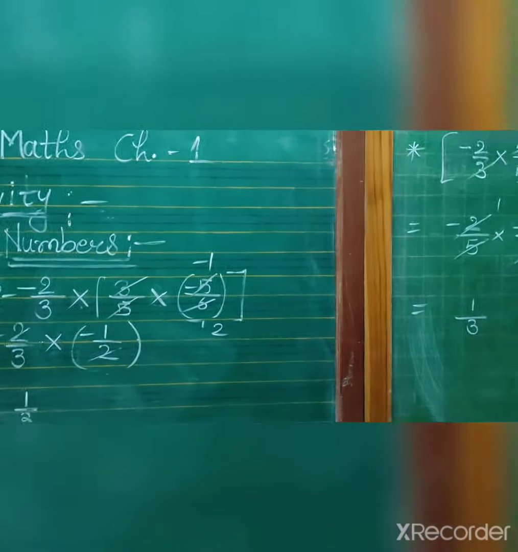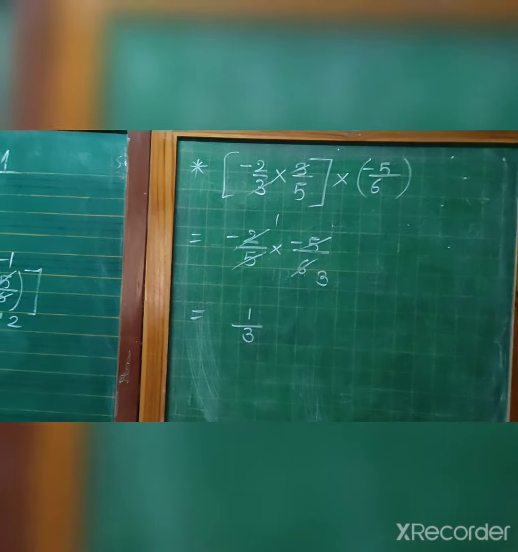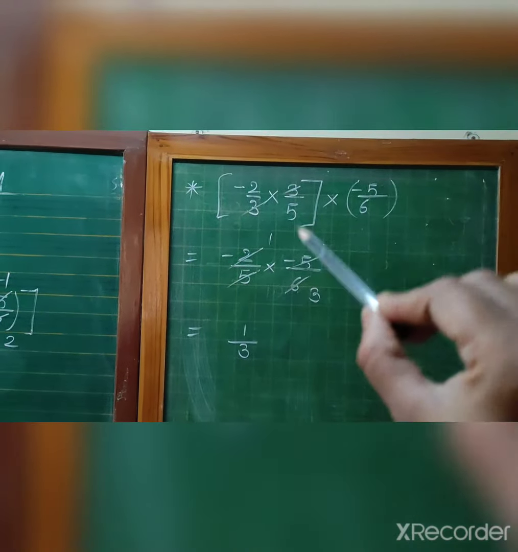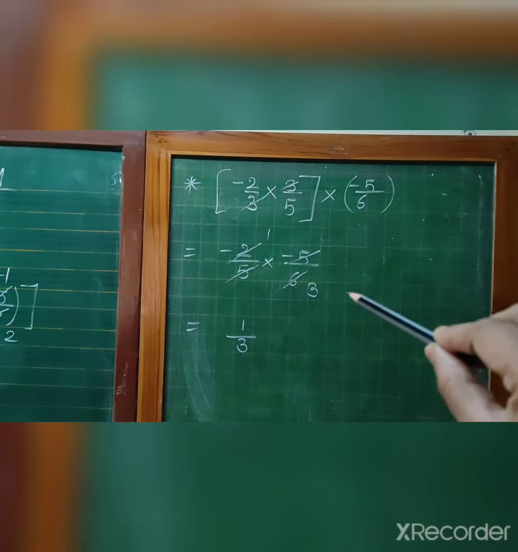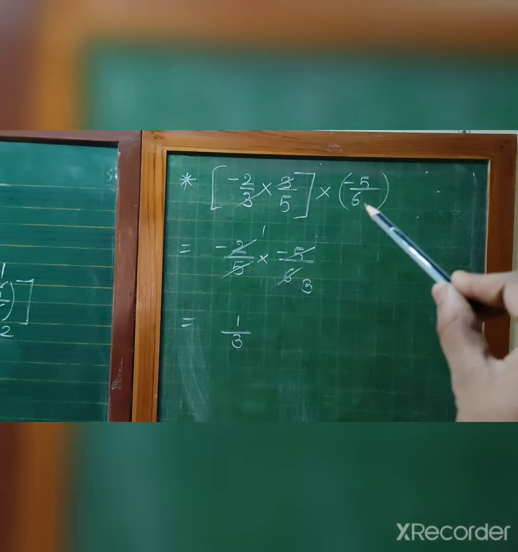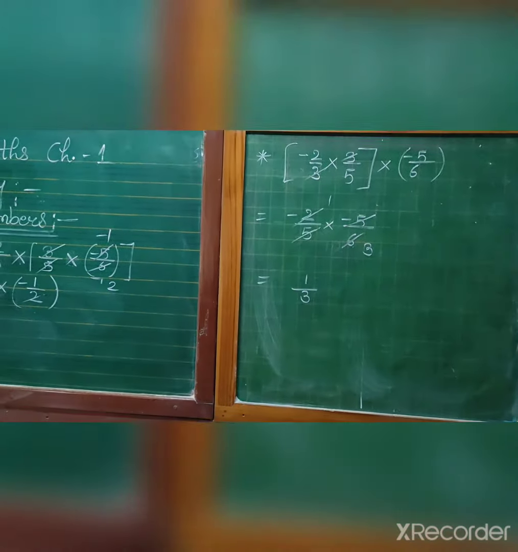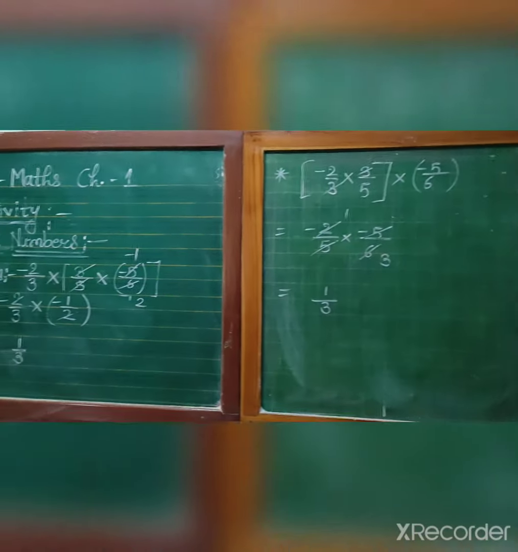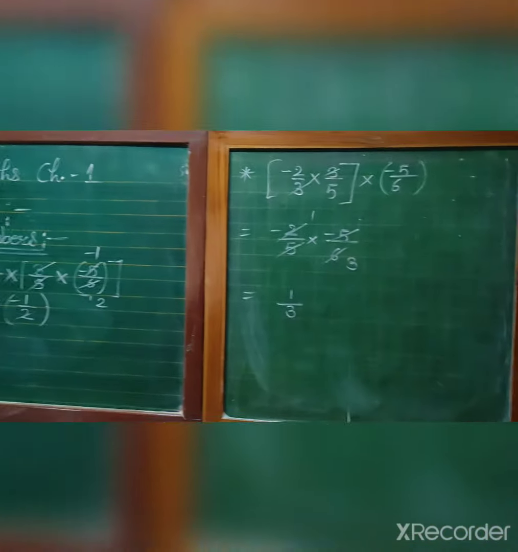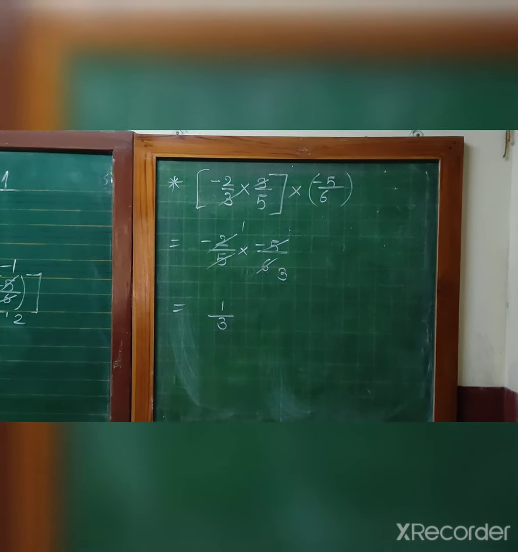So minus 2 upon 3 into 3 upon 5, out of the bracket minus 5 upon 6. 3 cancelled by 3, minus 2 upon 5 into minus 5 upon 6. Minus minus plus, 2 1s are 2, 2 3s are 6, 5 cancelled by 5, 1 upon 3. In both the conditions you can see the answer is 1 upon 3. So the multiplication is associative.